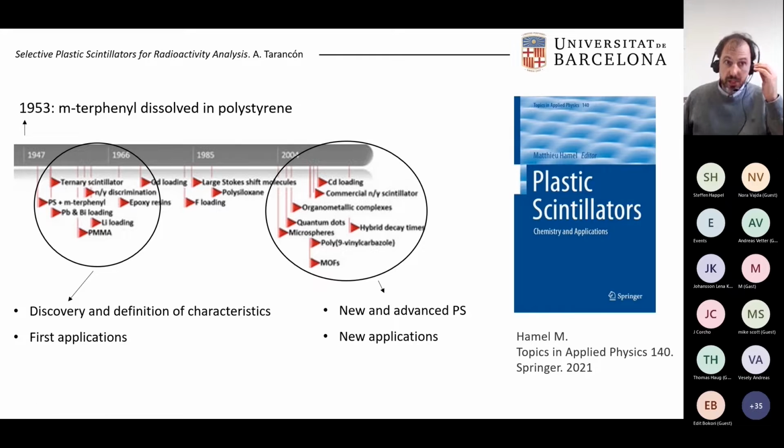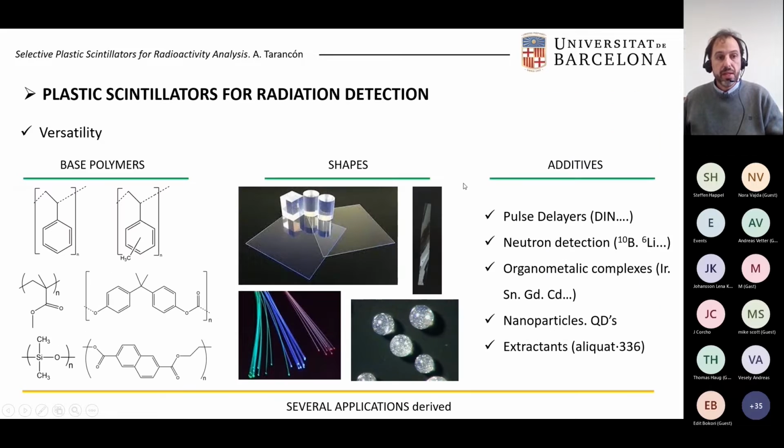So plastic scintillators have come historically in parallel with liquid scintillators, but in the last 20 years we have observed quite an increase in their use. This is basically because of the development of new materials, new plastic scintillators, new polymers, and also some new applications in neutron gamma discrimination. So there is recently a book talking about the progress done in plastic scintillators in the last years, and why plastic scintillators are a good option for radioactivity detection.